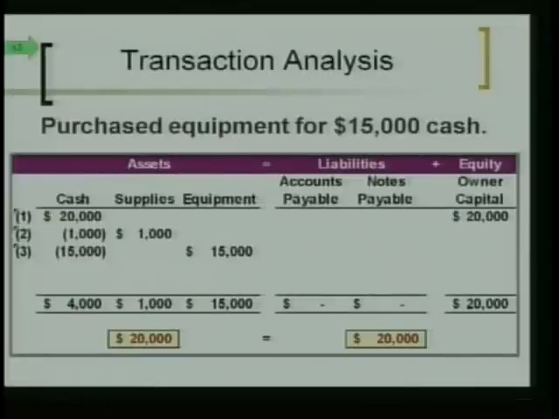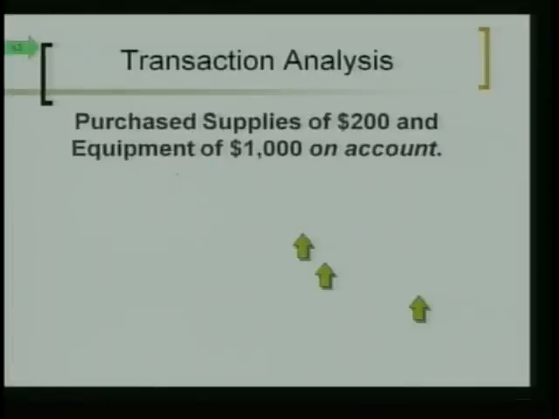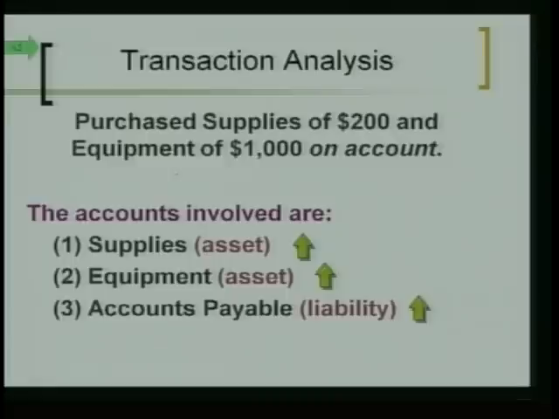All right, number four. Let's look at another transaction. This time, the owner purchased supplies of $200 and equipment of $1,000 on account. And I said the owner, but I really meant the business. The business purchased supplies of $200 and equipment of $1,000 on account. What does it mean on account? Sometimes that's called on credit. That means we're just going to pay you later. We're going to take the assets and we'll pay you later. Okay? They trust us. So what accounts are affected? Well, think about it. Supplies are going to go up by $200. Equipment is going to go up by $1,000. And our liability, which is called accounts payable, is going to go up by how much? $1,200, correct?